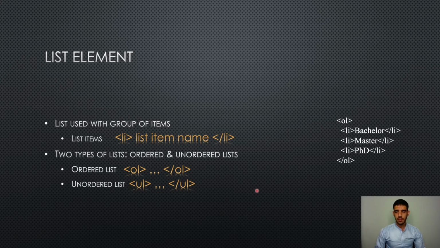And here is how the code will look for ordered list. So we have the opening tag for ordered list, followed by the list items, and then the closing tag of ordered list. Same thing for unordered list, but the output, as I said, will be numbers and no numbers.